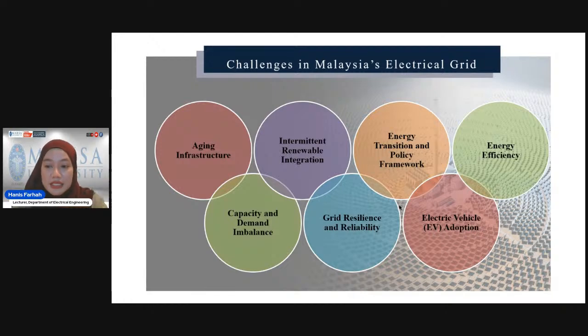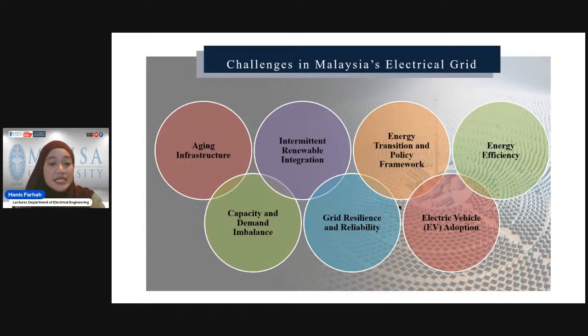Okay, the next one is energy transition and policy framework. This is related to government policy. I think the TNB and the government have implemented so much and upgraded the policy framework just to transit from our current grid to the future grid. What else? Energy efficiency. If we integrate this energy into our system, how much can we actually make use of it, and how much of the energy will be wasted? These are the questions and challenges that we need to cater.